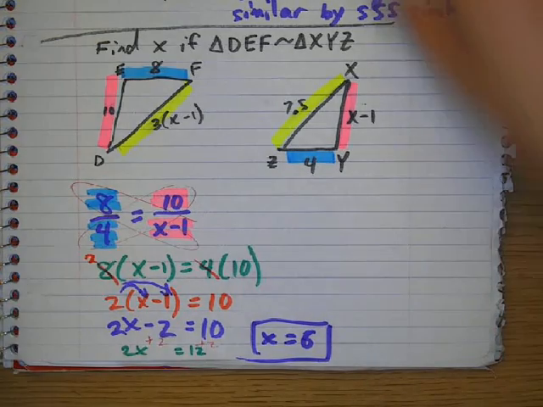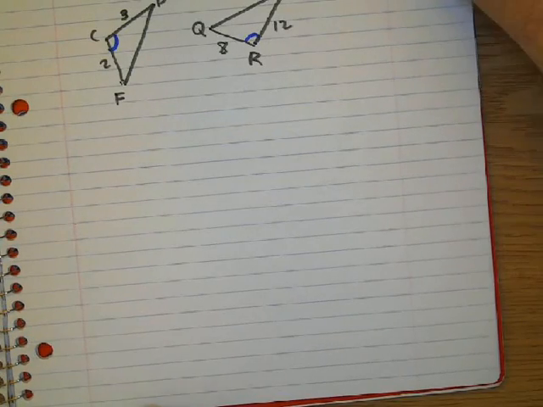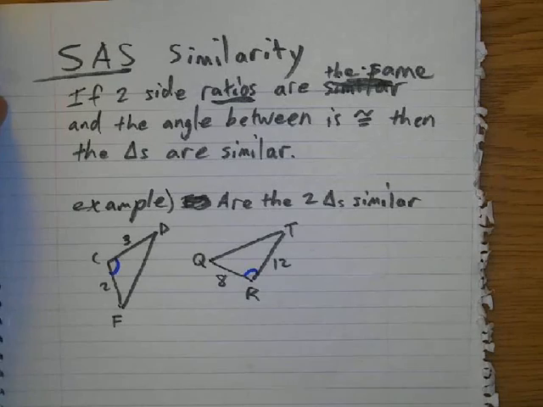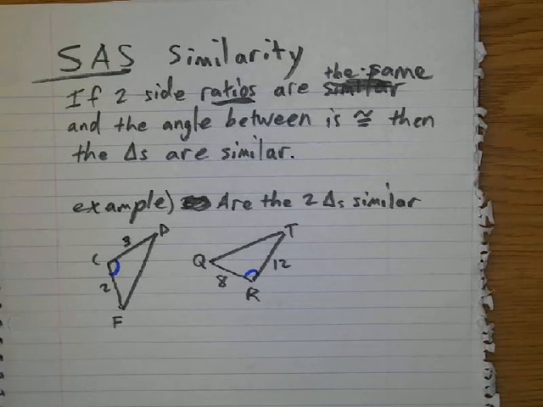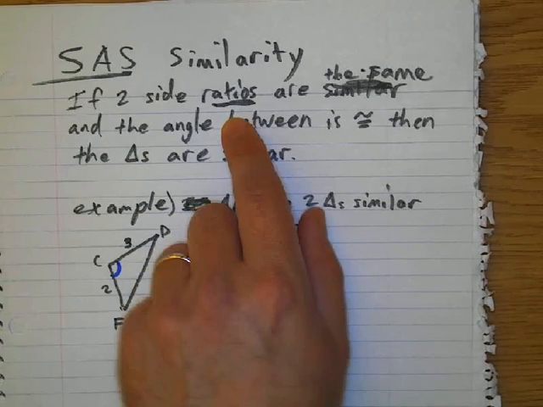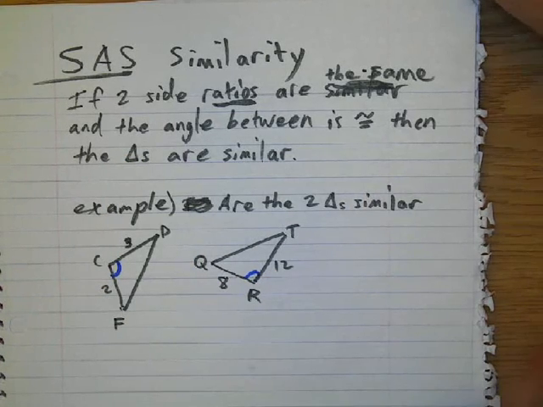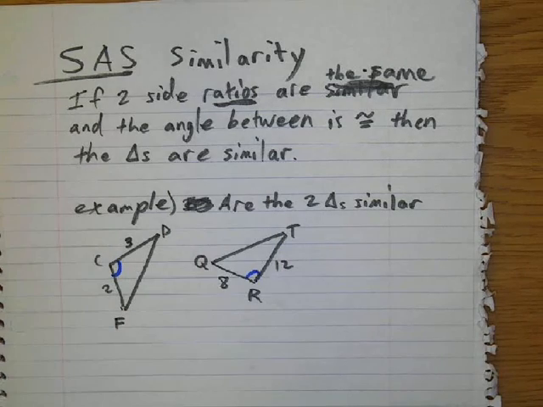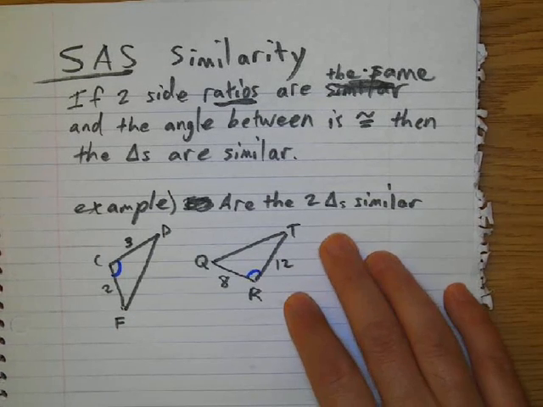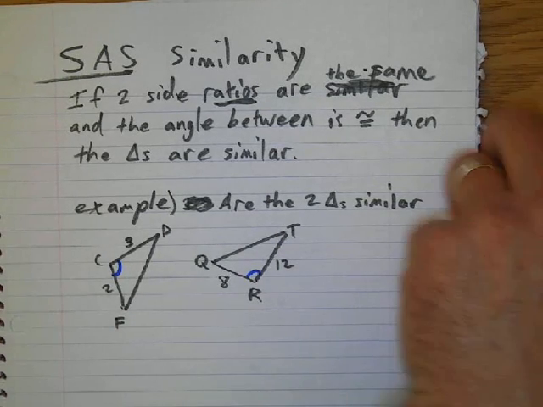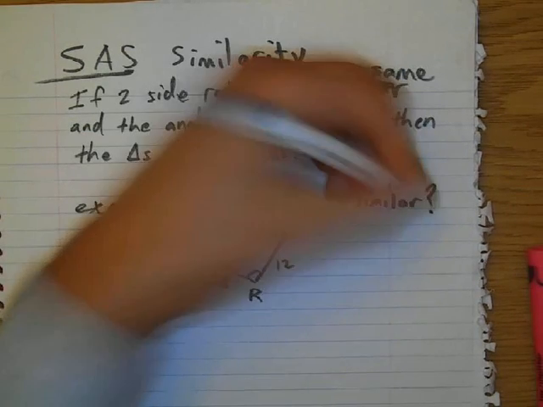All right, almost done here. Okay. Side, angle, side similarity is if you have two side ratios that are the same and then the angle in between is congruent, then the triangles are also going to be similar. So are these two triangles similar? Question mark. Okay, let's figure this out.